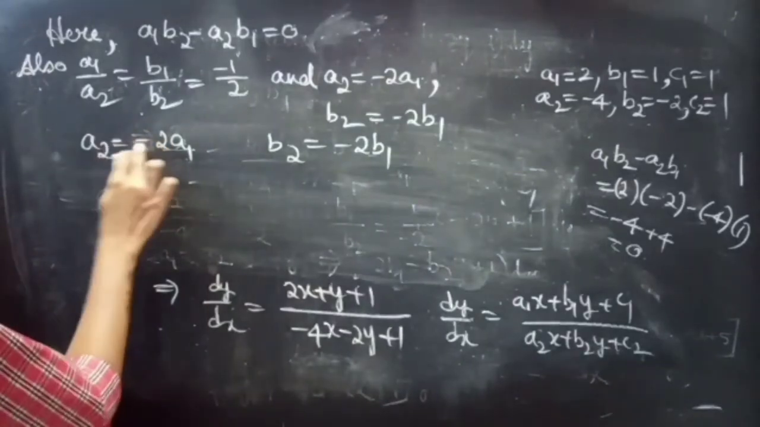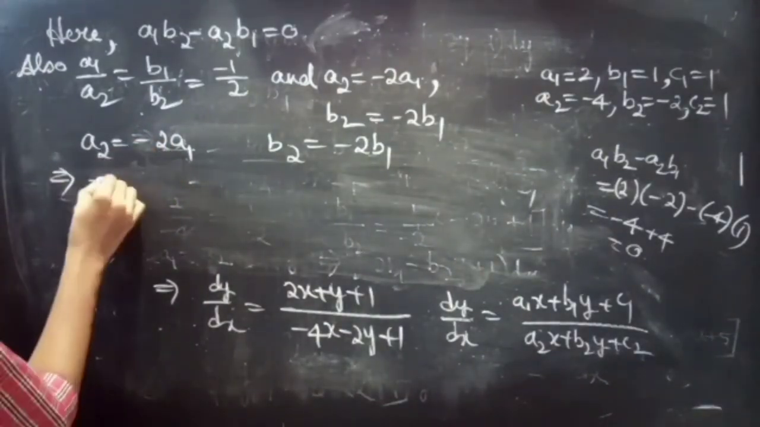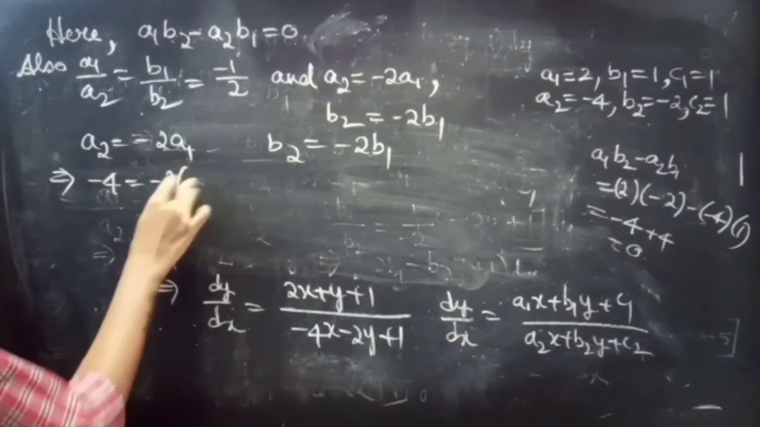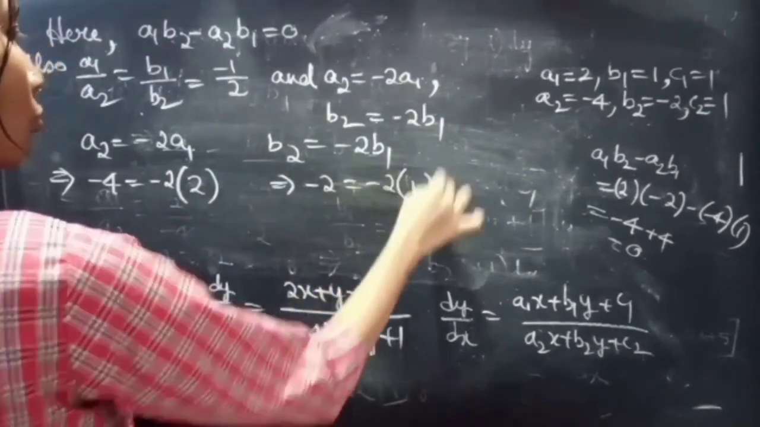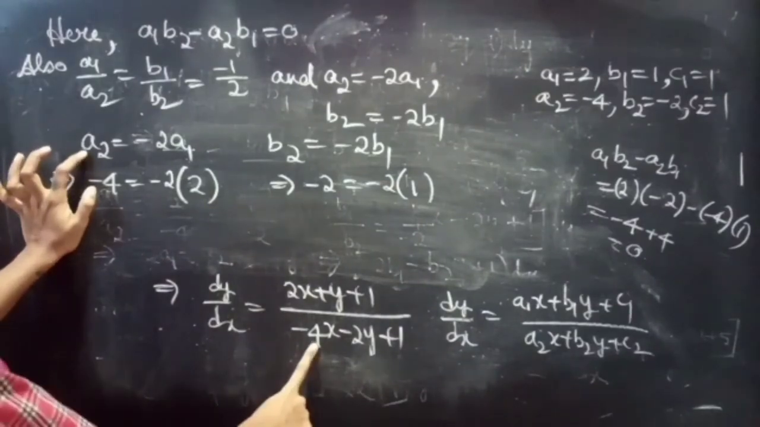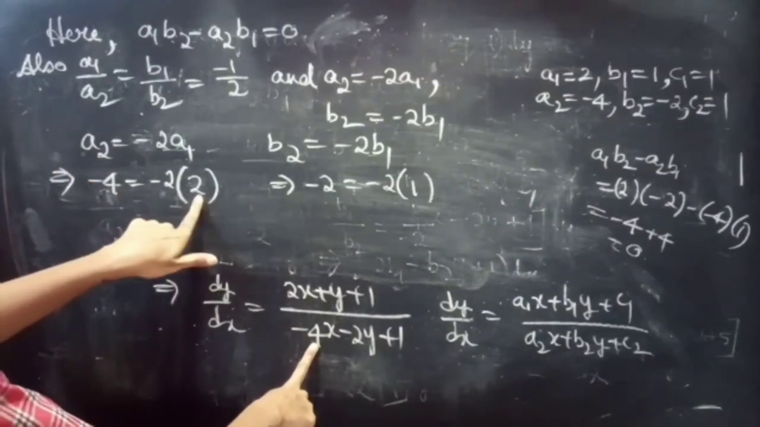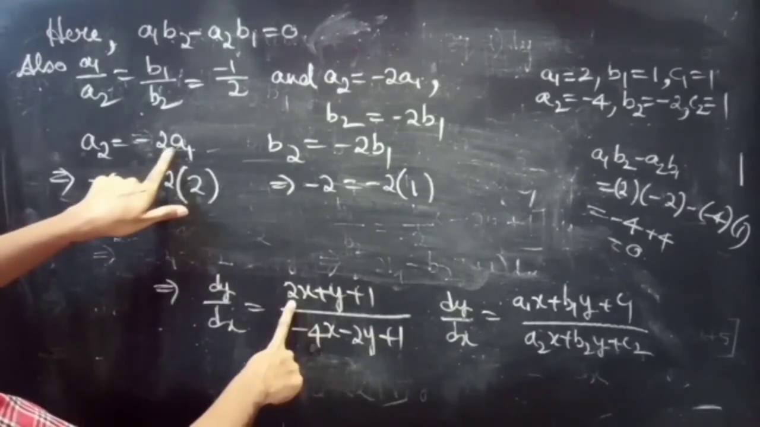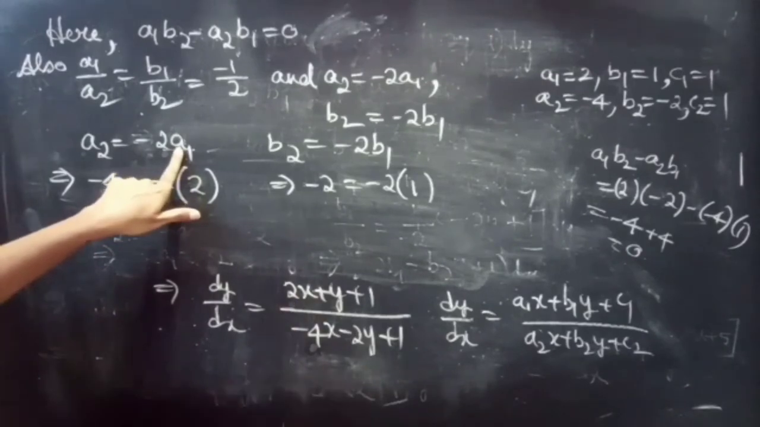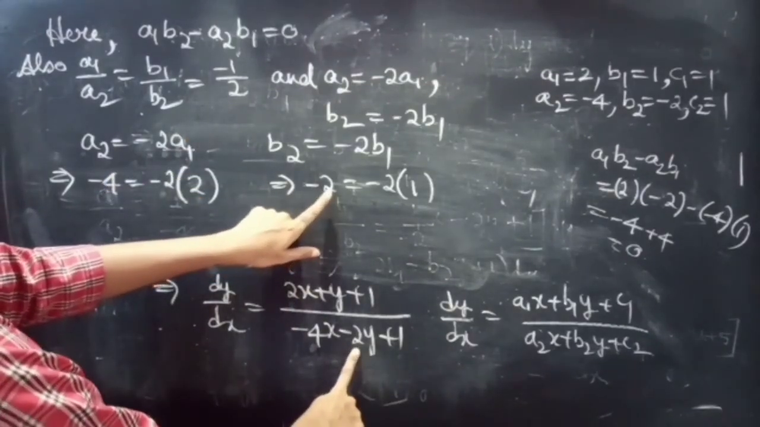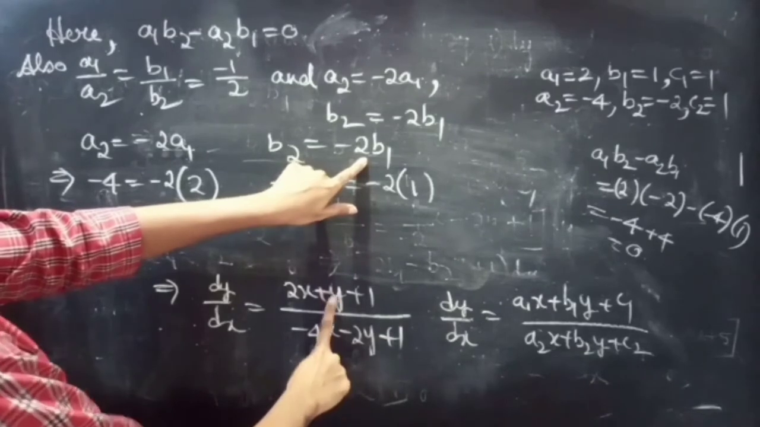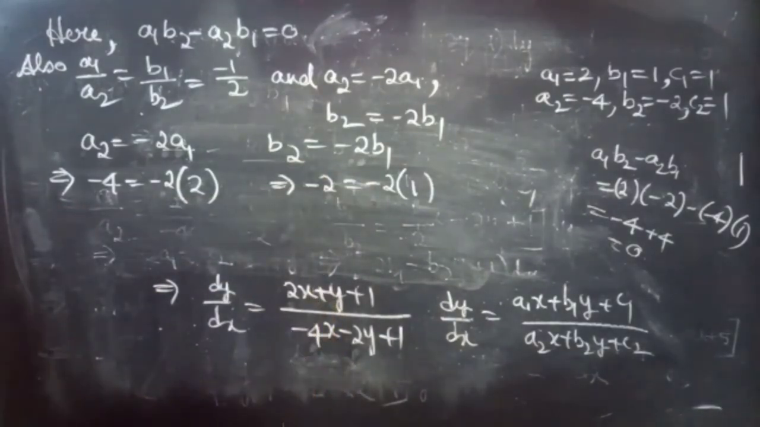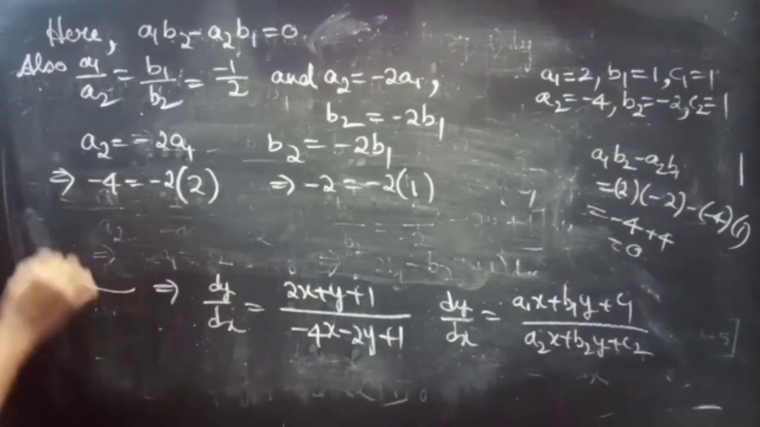If you substitute the values of a1, a2 and b1, b2, we get a2, that is -4 = -2 times a1 (2), and b2 = -2 equals -2 times b1 (1). Okay, so now we can replace a2, that is -4, by -2 times 2, that is -2 times a1. Likewise we can replace b2, -2, by -2 of 1, which is -2 times b1. Okay, fine.